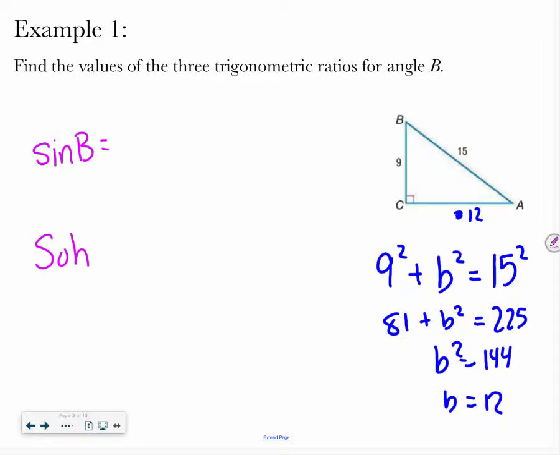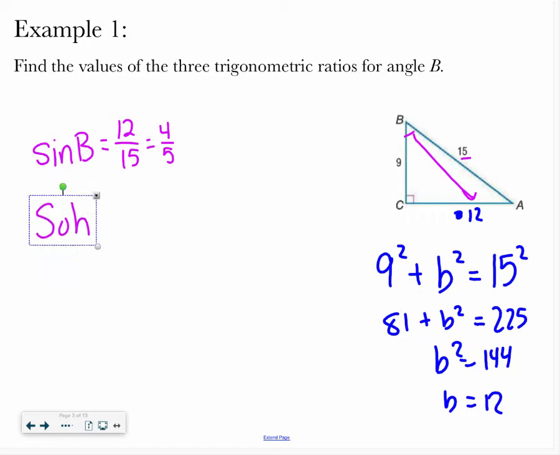So sine of angle B is my opposite, which is 12, over my hypotenuse, which is 15. 12 over 15 can be reduced. 3 goes into both of those, so that becomes 4/5. And that is my sine.